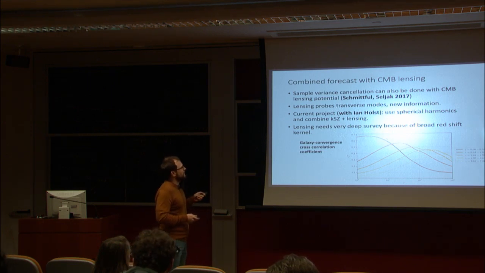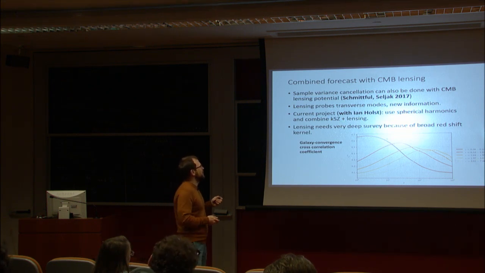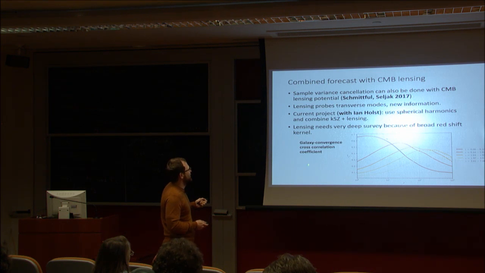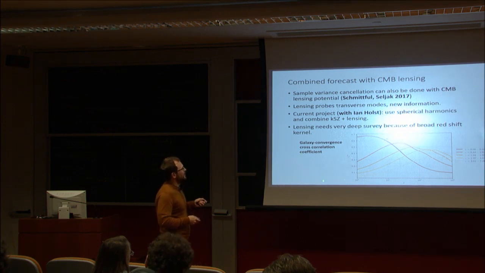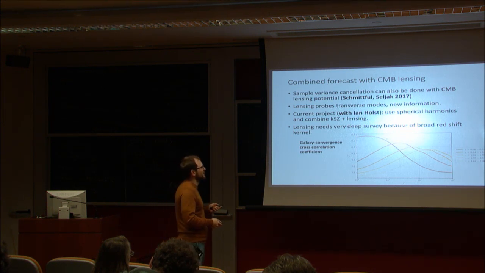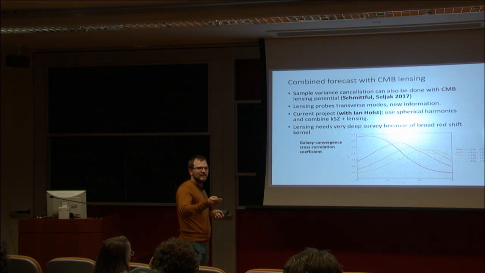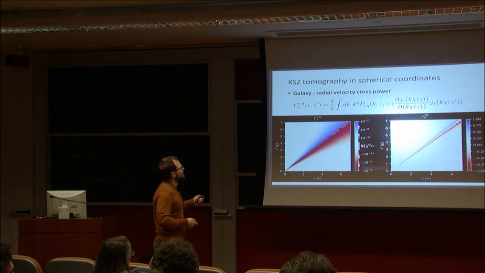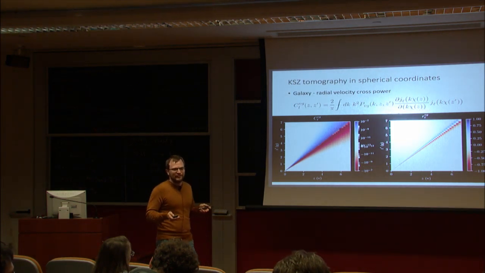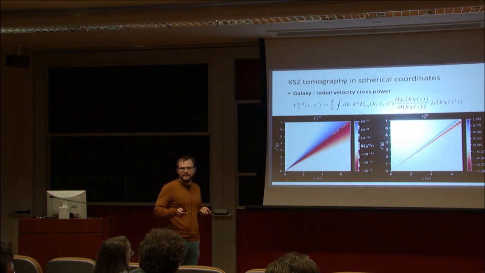And we are currently trying to make a joint forecast of these 2 methods. This is with a student of mine, and so this is somewhat preliminary. So this here shows the galaxy convergence. Convergence is the CMB lensing, basically the lensing potential. So this shows that this convergence cross-correlation factor here can be something like 0.5 or 0.7. This reproduces exactly what Marcel had in his paper, so we use that as a cross-check. And then we also put this KSC tomography in spherical coordinates.